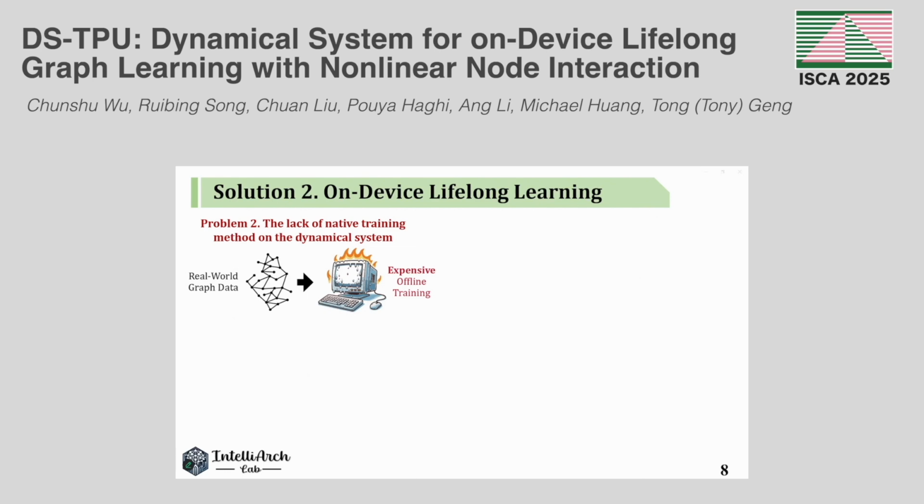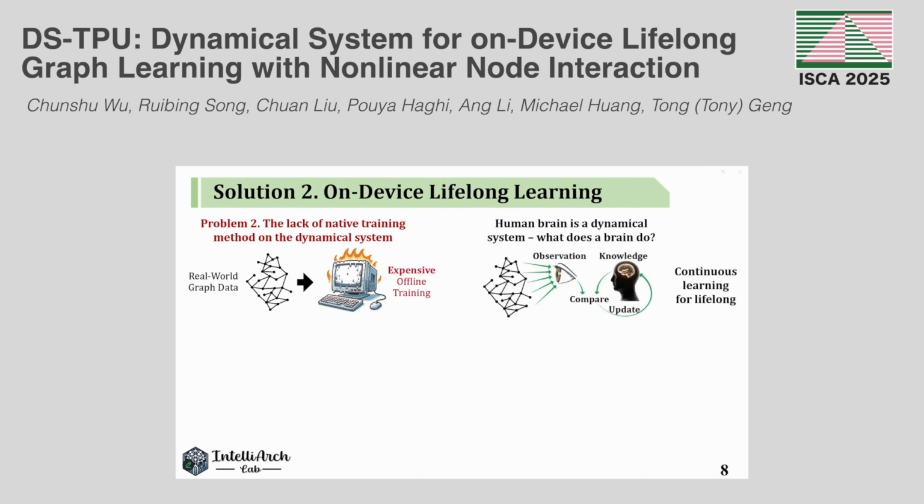Now let's talk about the solution to the second problem. During the study of dynamical systems, we realized that the human brain is also a dynamical system. There's knowledge stored in the human brain, and there are also new observations. When the observation does not match the knowledge, a human can compare the differences and update the knowledge to match the observation. This process may continue in a human's lifetime. Therefore, we have inspiration number 1. Can we use an electronic dynamical system to mimic the brain behavior?